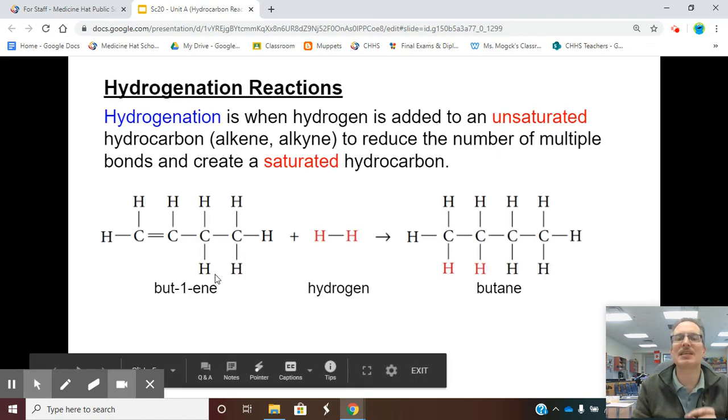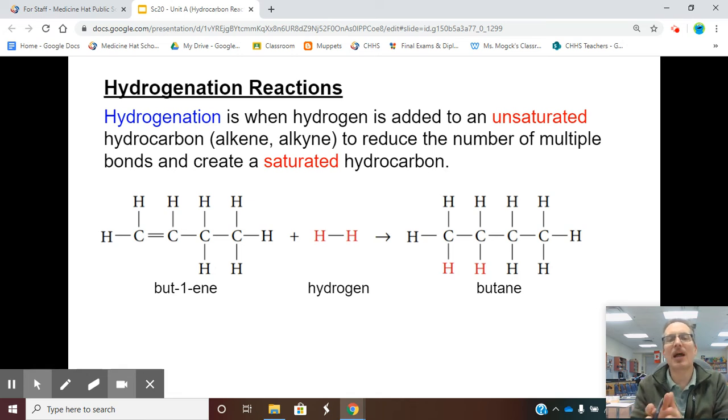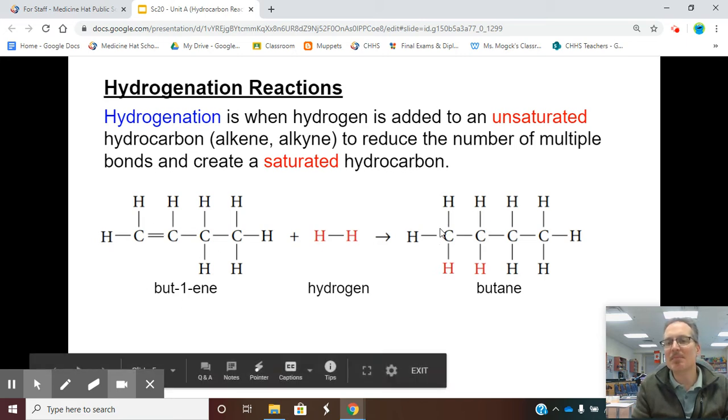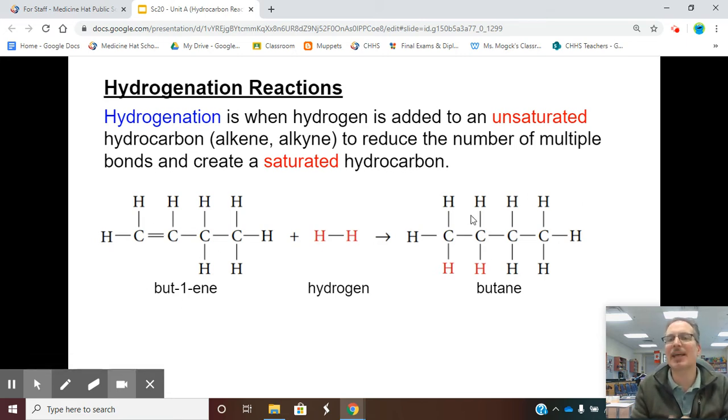Reaction number 2 is hydrogenation reactions. Hydrogenation has the word hydrogen in it. This is adding hydrogen to regenerate this reaction. We are going to go from an unsaturated double or triple bond alkene to something that is saturated, an alkane.